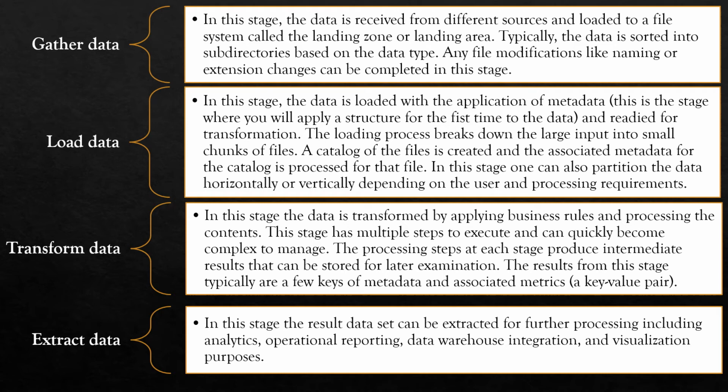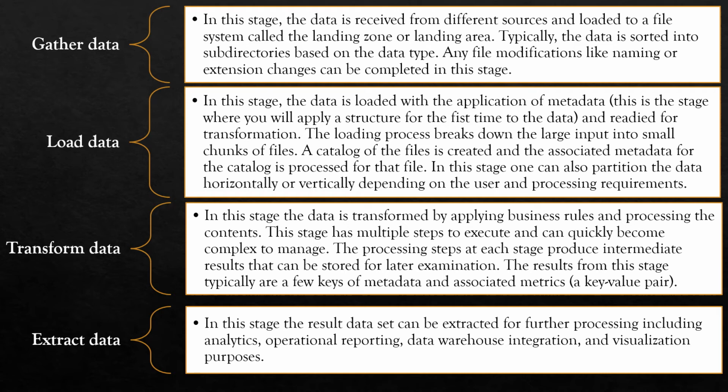First one is gather data. In this stage, the data is received from different resources and loaded to a file system called the landing zone or landing area. That means we gather the data. Technically, we just collect data and gather it in one place. Then the data is sorted into subdirectories based on the data type. Any file modification like naming or extension changes can be completed in this stage. So you can just modify the file name or change something in this stage.